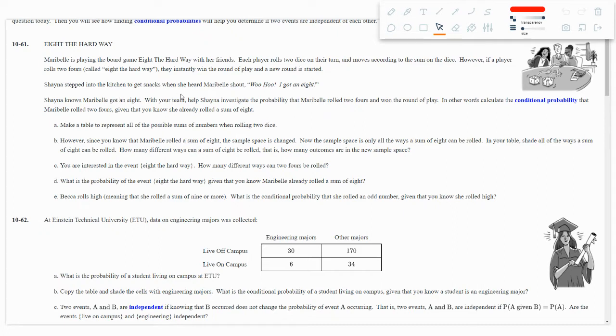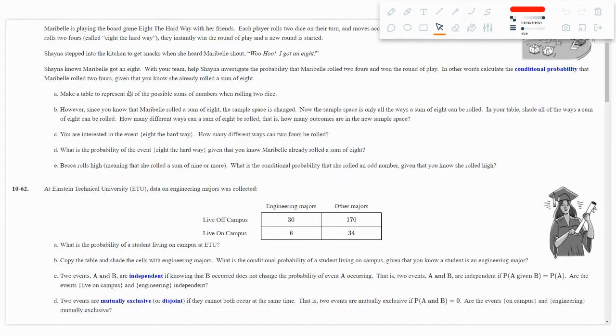Shayna stepped in the kitchen to get snacks when she heard Maribel shout, "Woohoo! I got an 8." Shayna knows Maribel got an 8. With your team, help Shayna investigate the probability that Maribel rolled two fours and won the round of play. In other words, we're calculating the conditional probability that Maribel rolled two fours, given that she already rolled a sum of 8. We've seen the word "given" in chapter 4 in first semester, and this is a specific condition that you need to have to then find the actual probability that she rolled two fours.